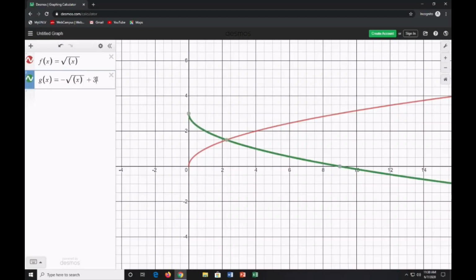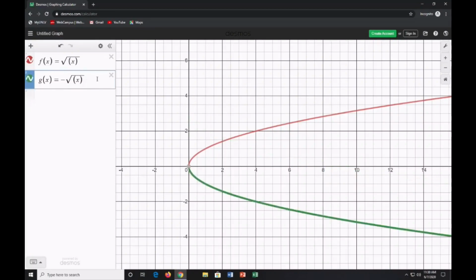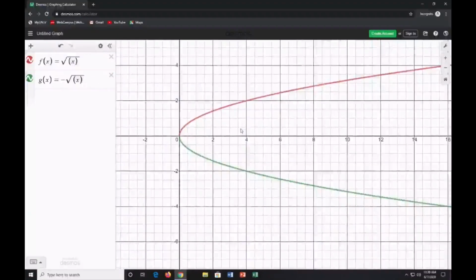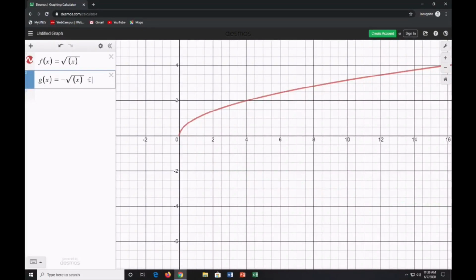So let me get rid of the plus 3 right there. So right now, with minus square root of x, we have perfect reflection across the x-axis, right? This curve, the red one, the original one, was reflected across the x-axis because of this minus in front of the square root function. Now we want to add 3 units. We want to move that plus 3. Okay, and then if you want, we can snap to it by saying 0, 3, which is that, and we can label it like that.